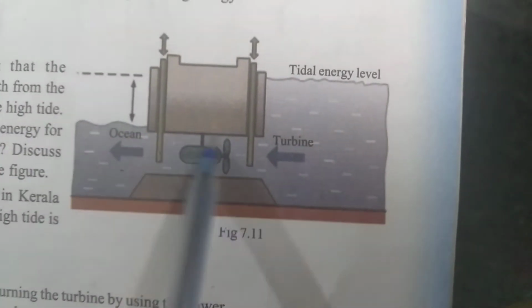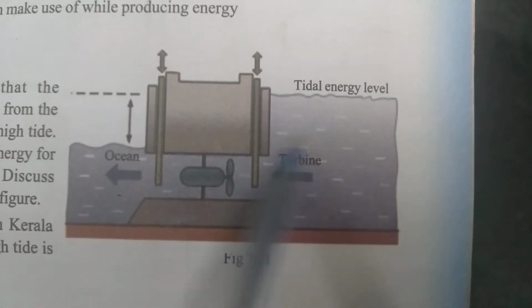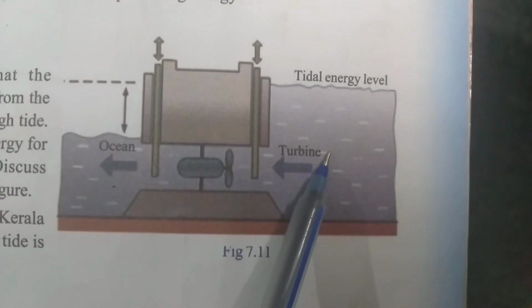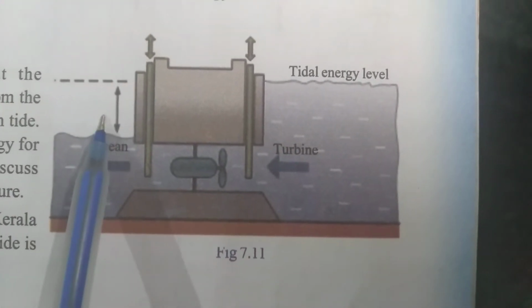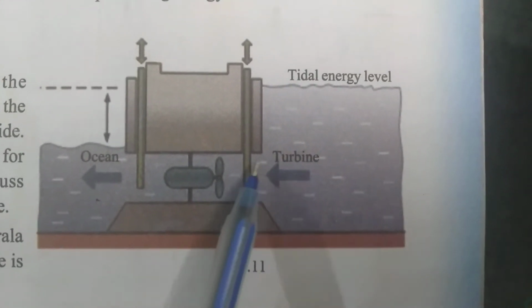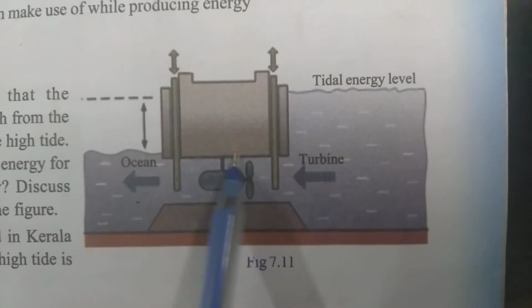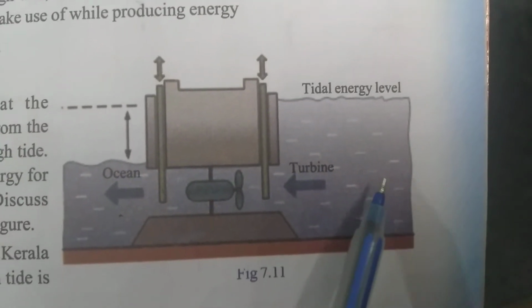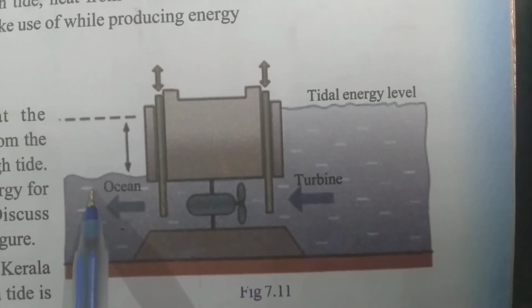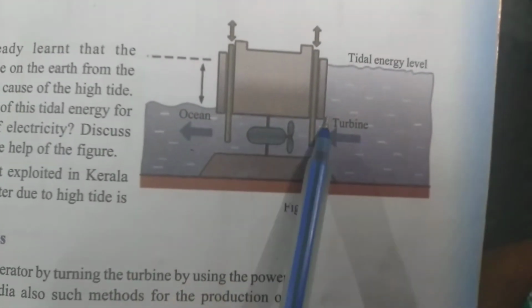The turbine is located at the shore, and when high tide occurs, the water moves from the ocean to the shore, making the turbine rotate. At that time, electricity is generated, and this water is stored in the reservoir here. Then, when the seawater reaches here, it comes back also. For both of these movements, the turbine rotates. So this is the case of tidal energy.